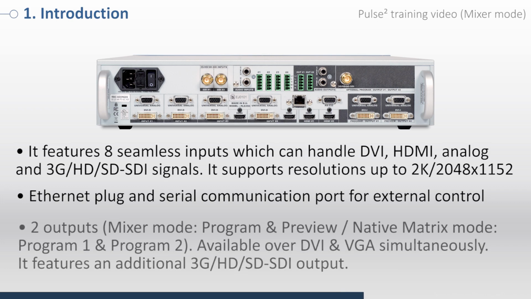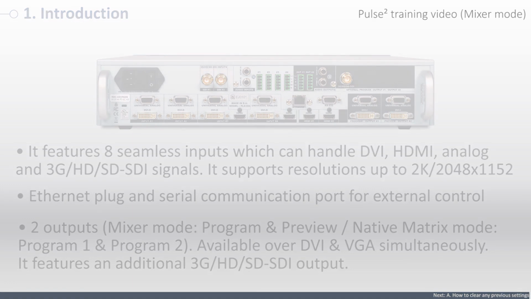It features 2 outputs, in mixer mode, program and preview, and in native matrix mode, program number 1 and program number 2. Both outputs available over DVI and VGA simultaneously. The Pulse² referenced PLS350-3G features an additional 3G HD SD SDI output linked to either of the 2 other outputs.